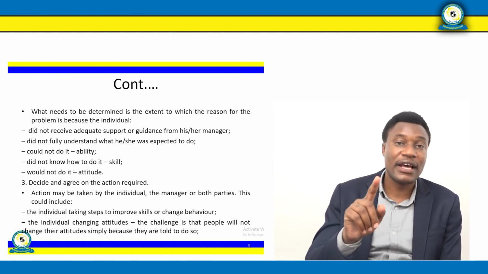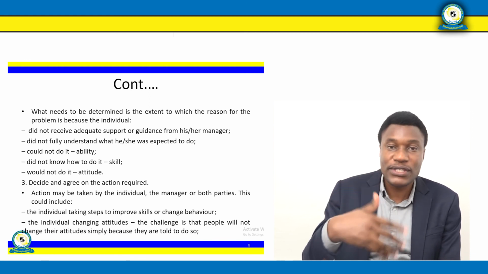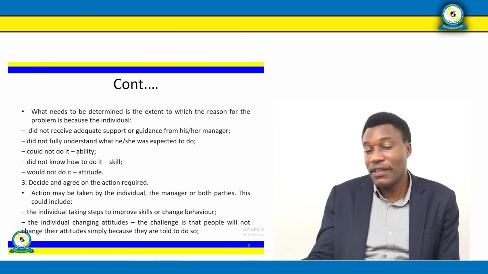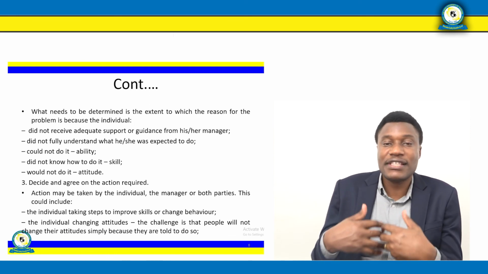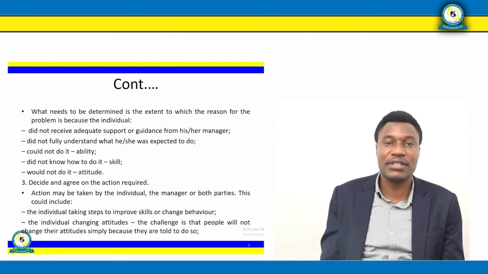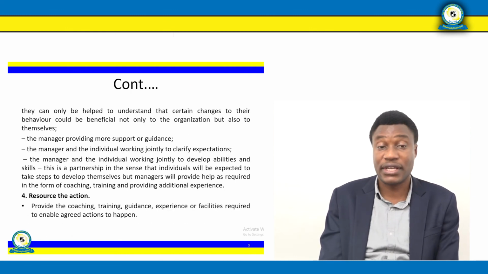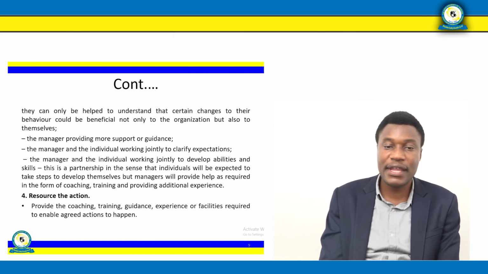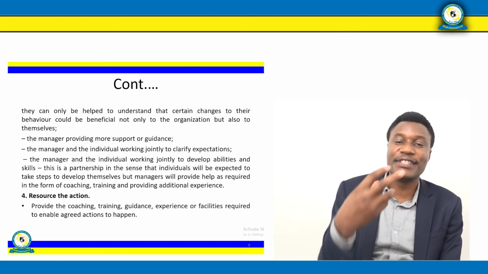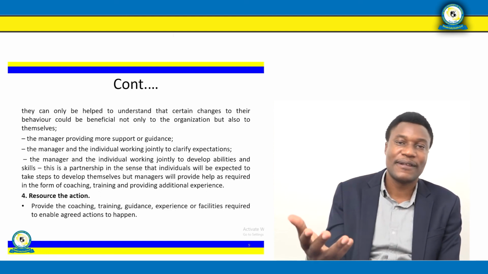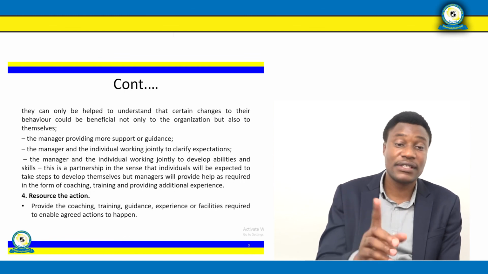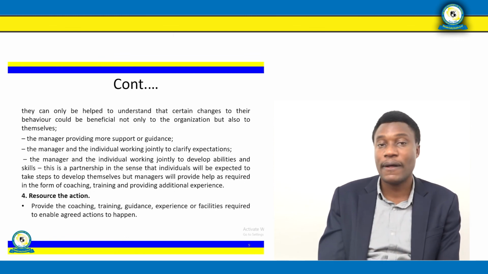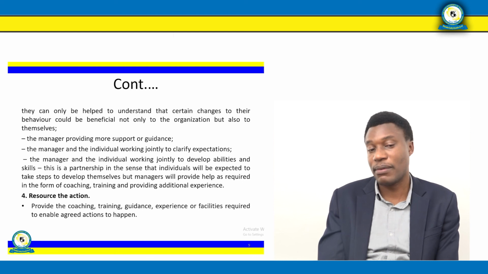So a manager needs some positive influence toward the employees who underperform the activities, so that they may sense that they have the need of improvement. That's very important to be taken. The manager providing more support or guidance, the manager and the individual working jointly to clarify expectations. Both the individual and the manager have to work together. This is a very important step in improving individual performance.